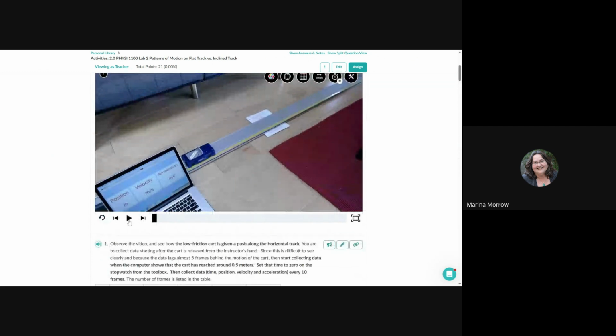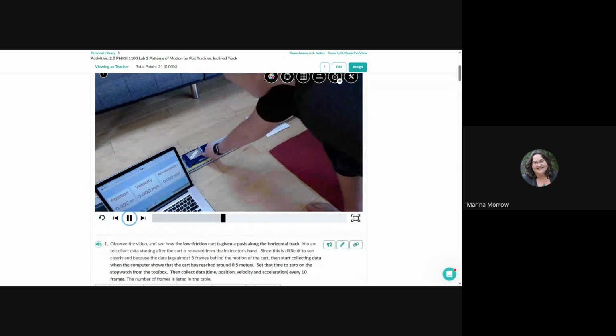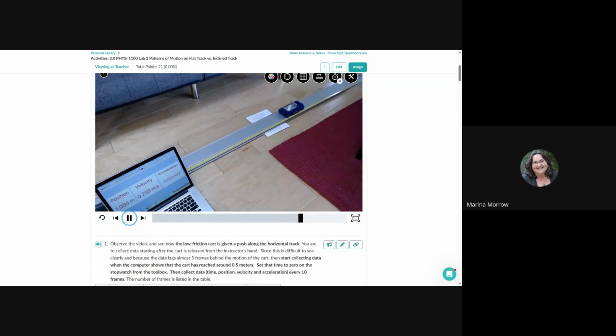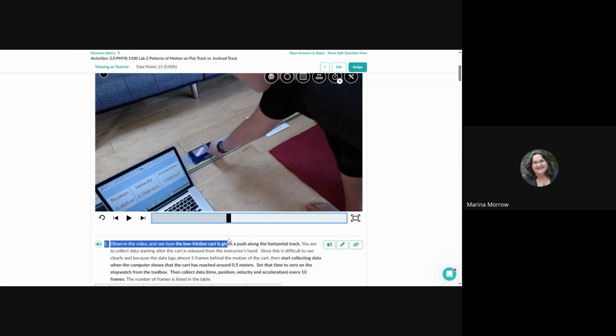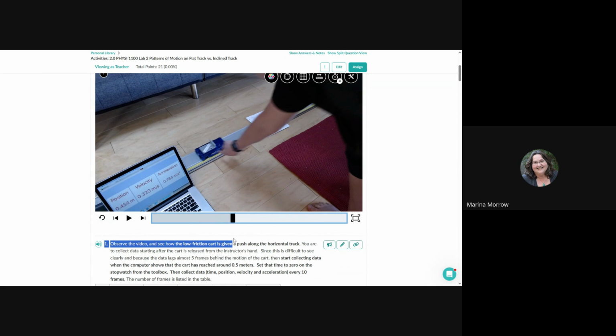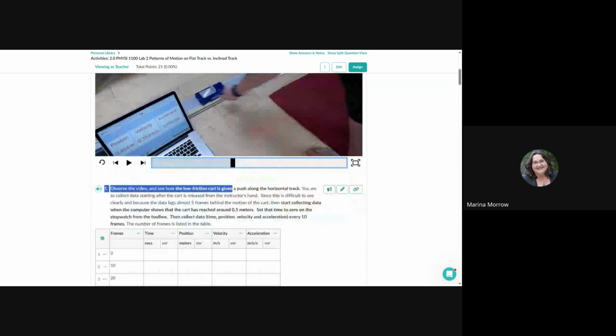All right, so when you start the data, you can see the professor's hand come in and give the cart a push. The data lags behind the actual motion of the cart. It takes a few seconds for the computer to catch up, or milliseconds. So what we want to do is make sure we have time from when the professor's hand left. So instead of starting data right when the professor's hand leaves, what we're going to do is go to about 0.5 meters.